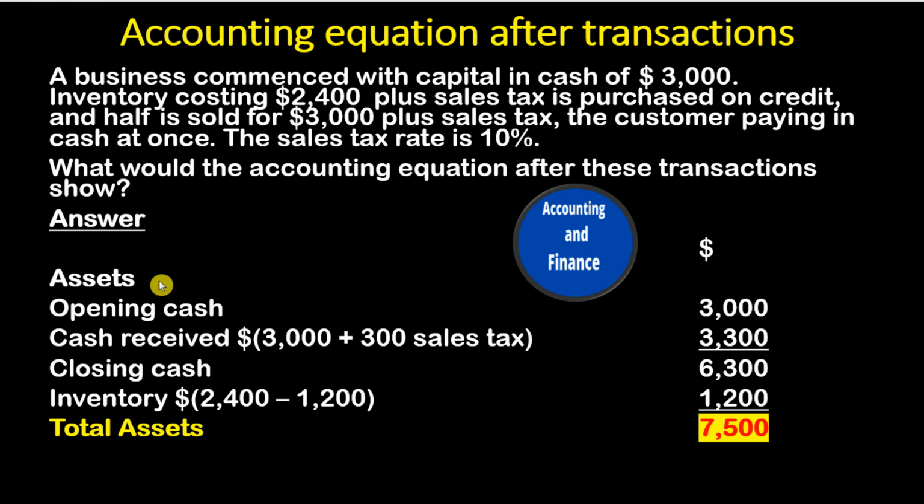Answer. Assets. Opening cash $3,000. Cash received $3,000 plus $300 sales tax for $3,300. Closing cash $6,300. Inventory $2,400 minus $1,200 is $1,200. Total assets $7,500.